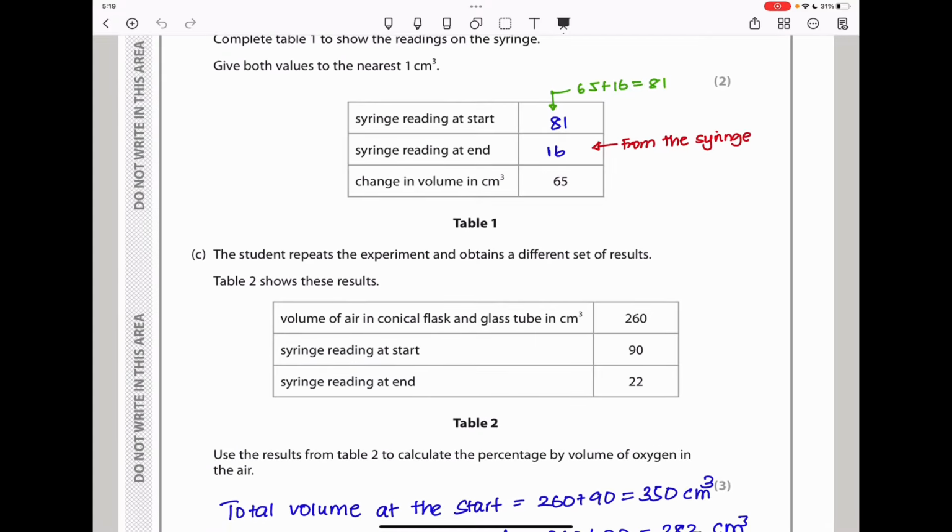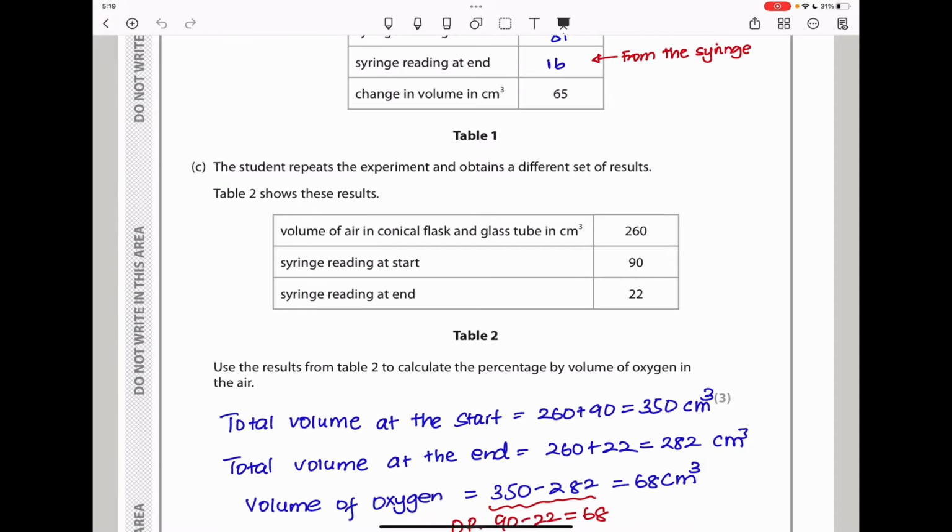The next question says, the student repeats the experiment and obtains a different set of results. The table 2 shows these results. So we can see the volume of air in the conical flask and glass tube in centimeters cubed was that. And then the syringe reading at the start was that. And the syringe reading at the end was 22 centimeters cubed.